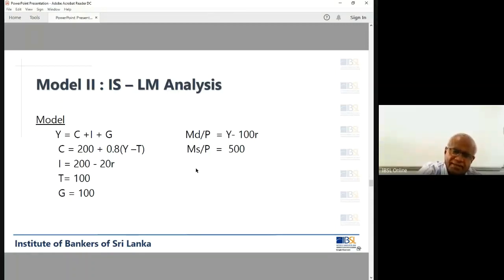Equations are given on the right related to the money market. Using these two equations, we derive the LM curve. Very simple: demand for money equals supply of money. Then you can derive the LM curve.